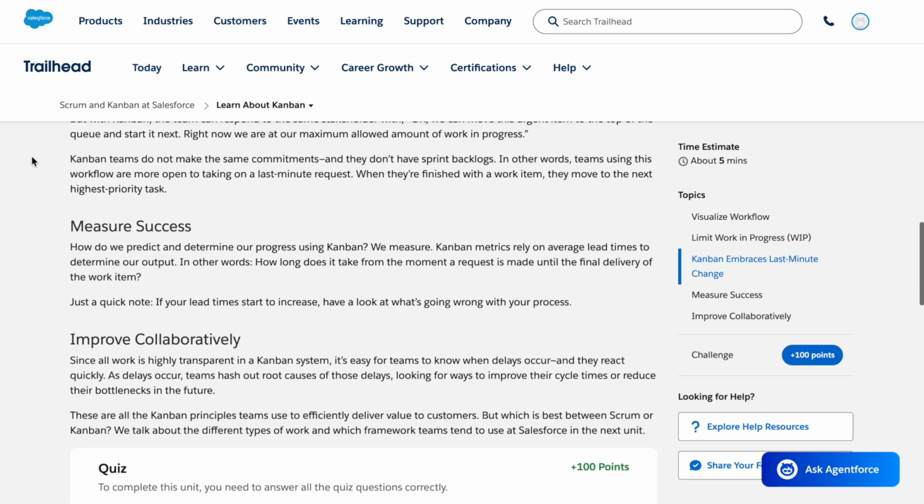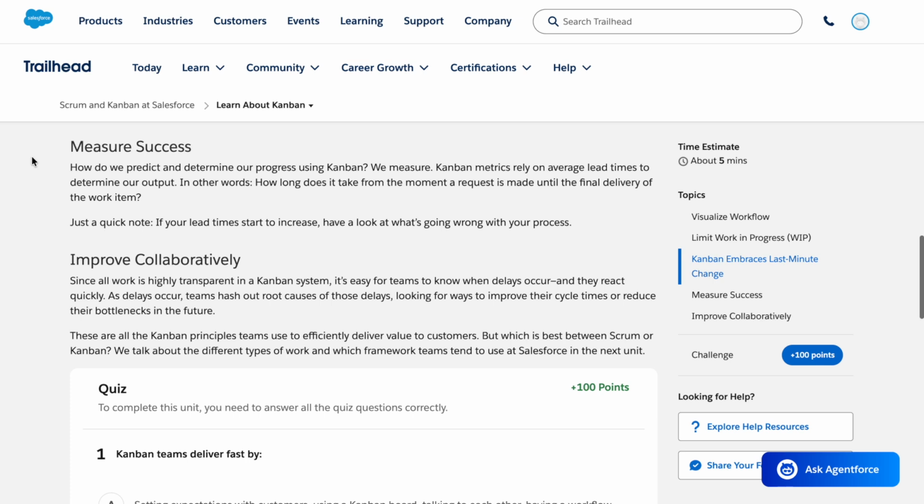Measure success. How do we predict and determine our progress using Kanban? We measure. Kanban metrics rely on average lead times to determine our output. In other words, how long does it take from the moment a request is made until the final delivery of the work item? Just a quick note. If your lead times start to increase, have a look at what's going wrong with your process.